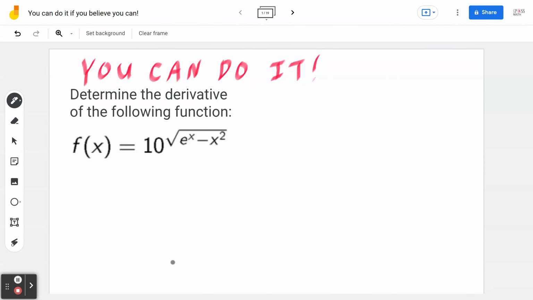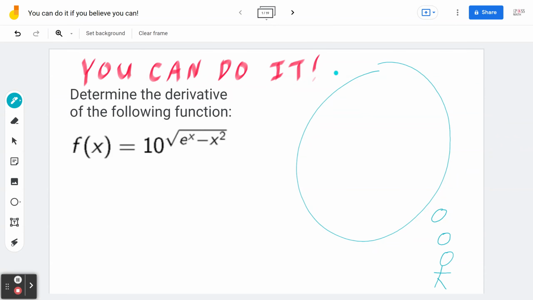Hi everyone, let's take a look at the following example. Determine the derivative of the following function. F of x equals 10 to the power of the square root of e to the power of x minus x squared.